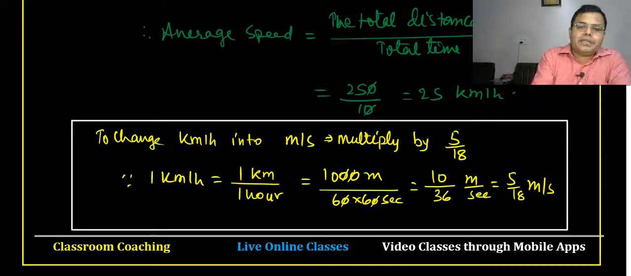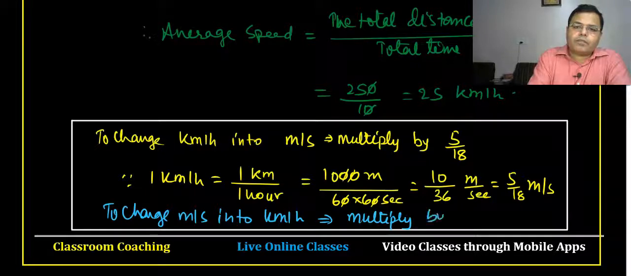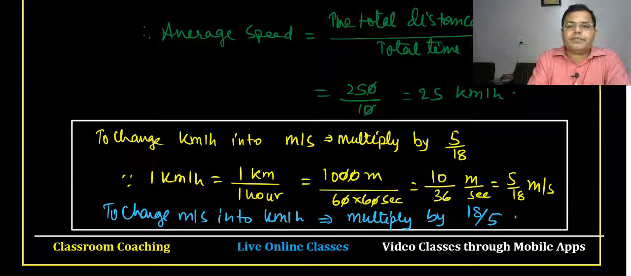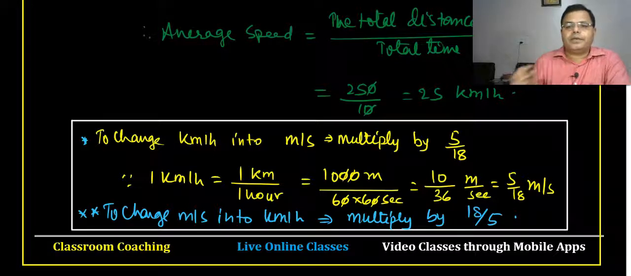And conversely, to change meter per second into kilometer per hour, multiply by 18 by 5. Remember this. So these are the two important points. You must remember this, and this will be very useful.